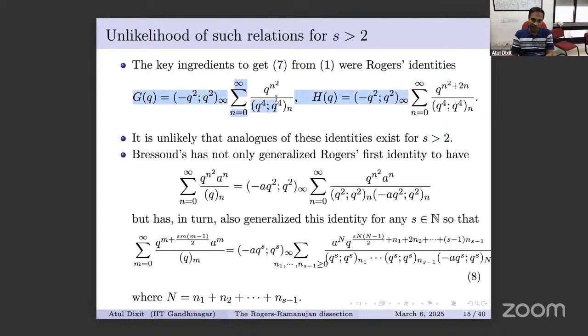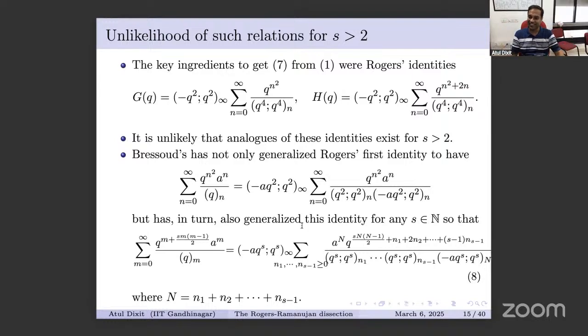There is a generalization of this by David Bressoud. So remember that this is q to the power n square upon (q)_n summed. Now here is q to the power n square upon (q)_n times a to the power n. So very easily one can see that if I put a is equal to 1, this becomes G of q. Here I get this (-q^2)_infinity. If I put a as 1, here I get (q^4)_n. So this generalizes Rogers' first identity. But Bressoud, this can still be conceived at S is equal to 2 level, right?